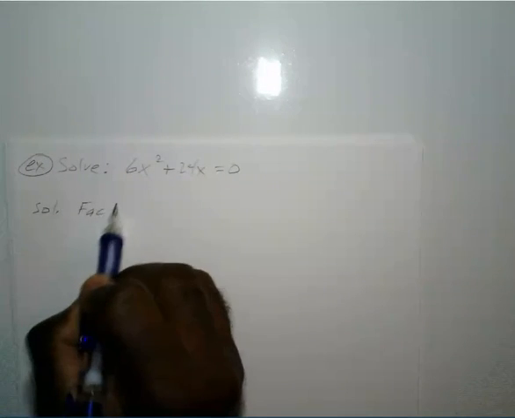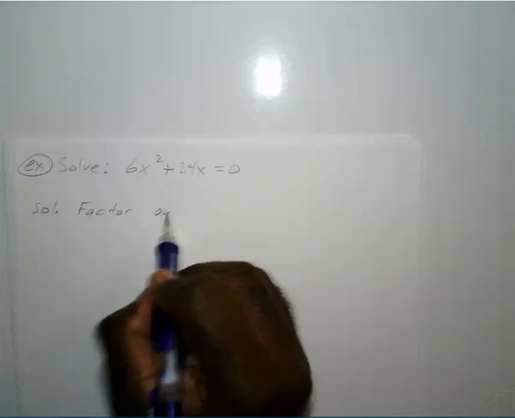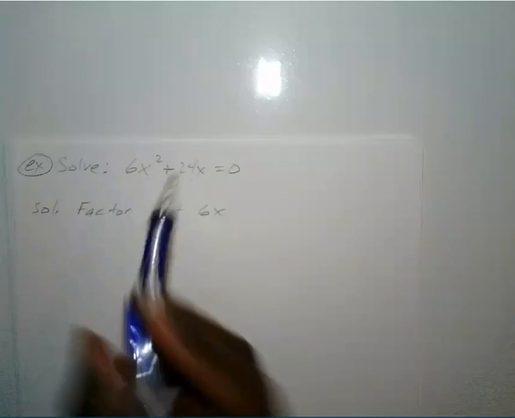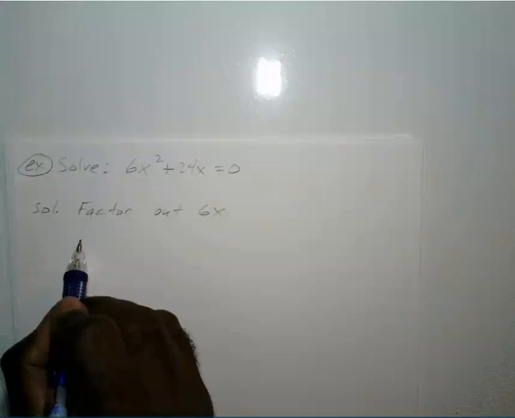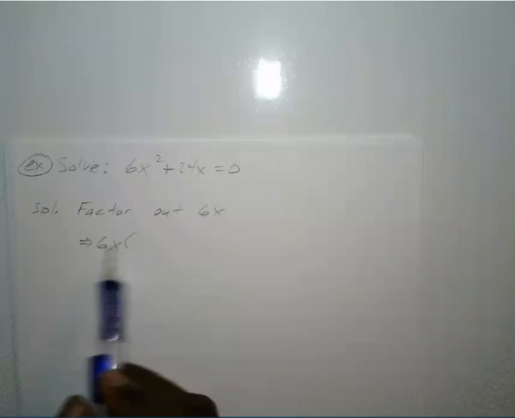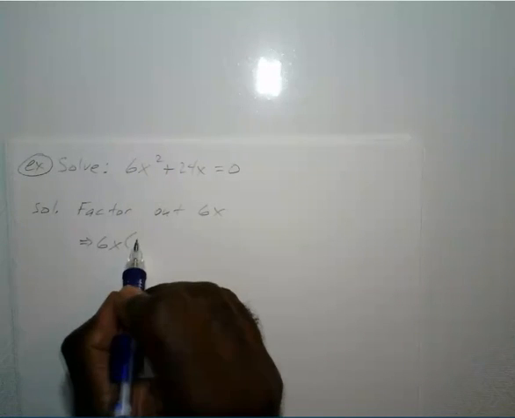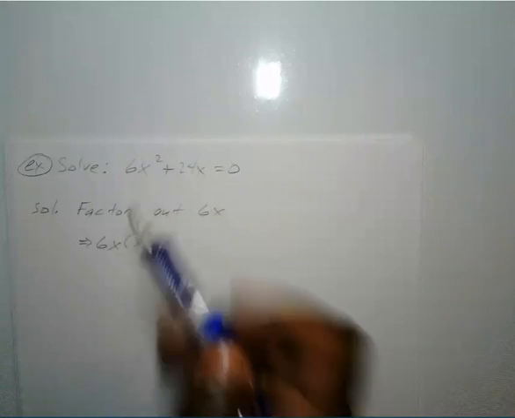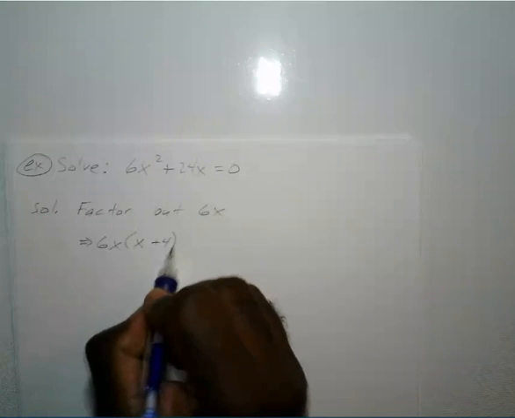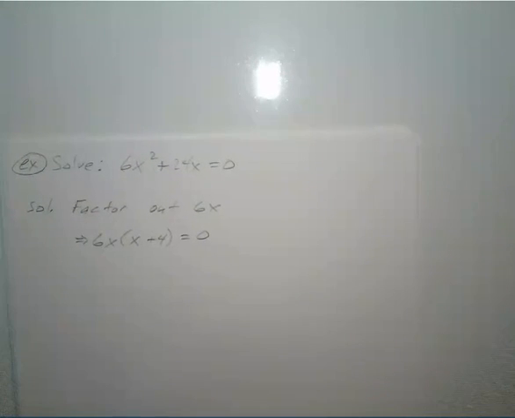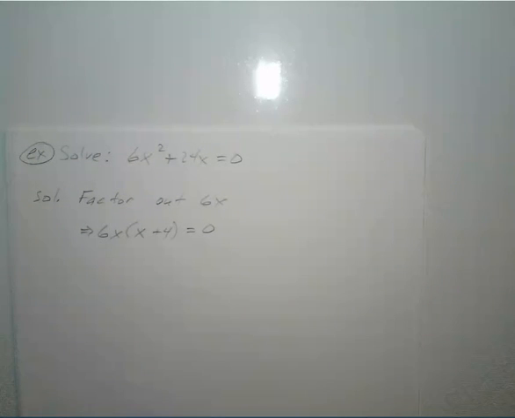First we just factor out 6x from both terms. So if we factor out 6x, 6x times what gives us 6x squared? That's 6x times x. And 6x times what gives us 24x? That's 4. And again, you can double check it by distributing to make sure you factored it correctly.